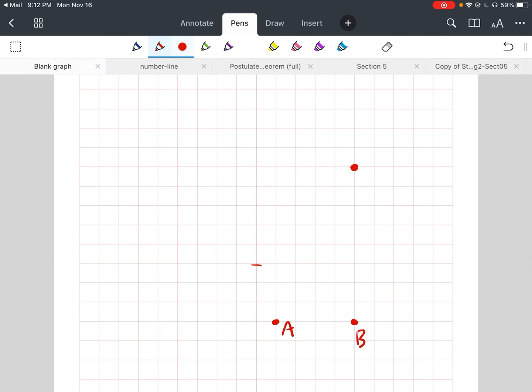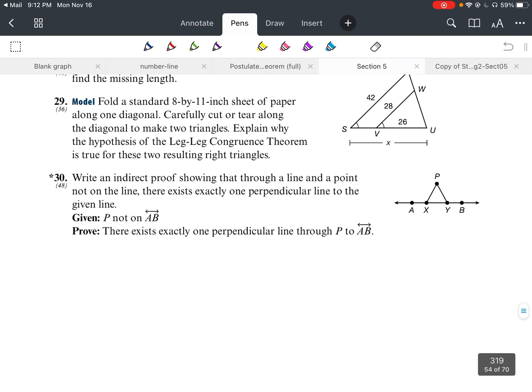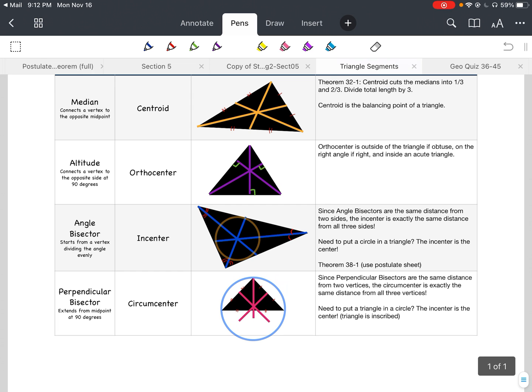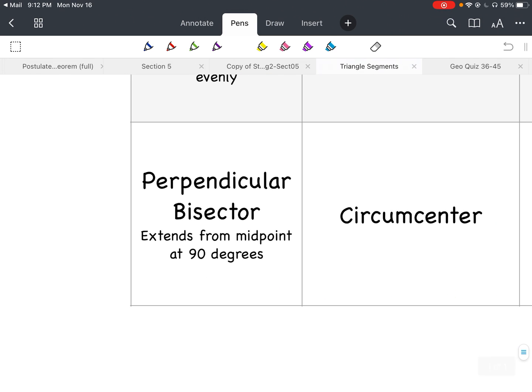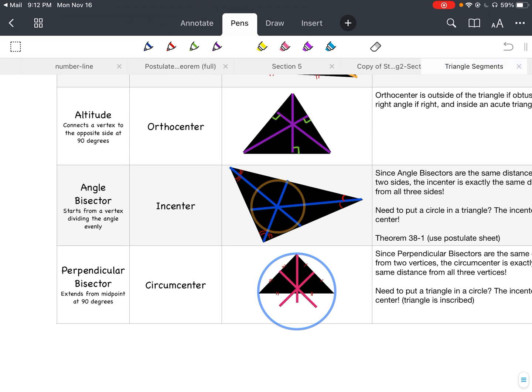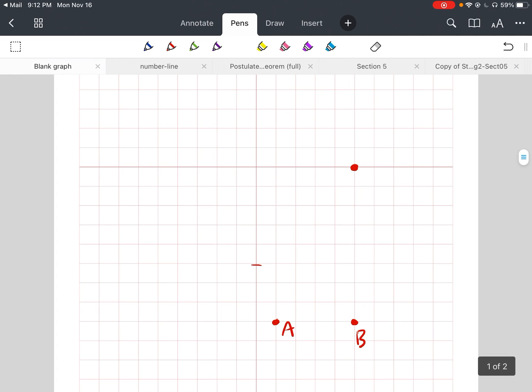So the cool thing is perpendicular. Let's find out the perpendicular bisector and see if we can make this work. So you might want to study these, make sure you're good on them. But it extends from the midpoint at 90 degrees. So we're going to go from all the midpoints at 90 degrees and see if we can figure out this point. So let's find our midpoints first.